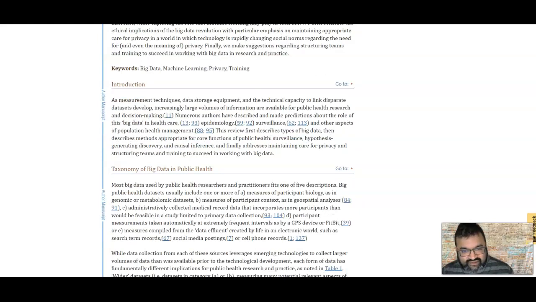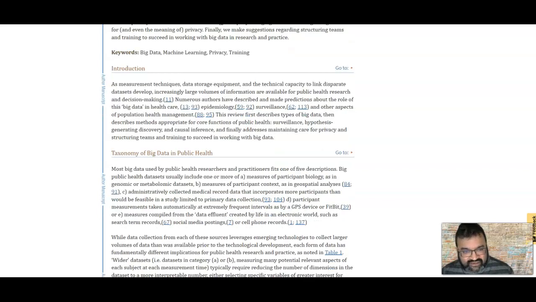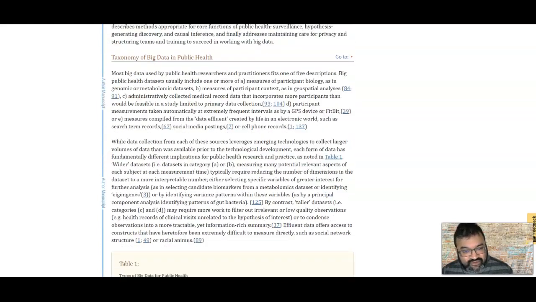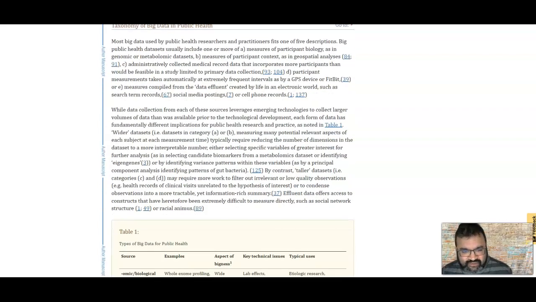Introduction: measurement techniques, data storage equipment, and the technical capacity to link disparate data sets develop, so there are increasingly large volumes, and taxonomy is very important. What types of terms are used? Measures of participant biology, measures of participant context as in geospatial analyses, and administratively collected medical record data that incorporates more participants than would be feasible. And that's where Fitbit data or a GPS device can provide certain frequency intervals for participant measurements. Something that's striking is gut bacteria. By identifying variance patterns within these variables, you can do a component analysis, and that has been done, identifying patterns of gut bacteria. And then there are taller data sets.